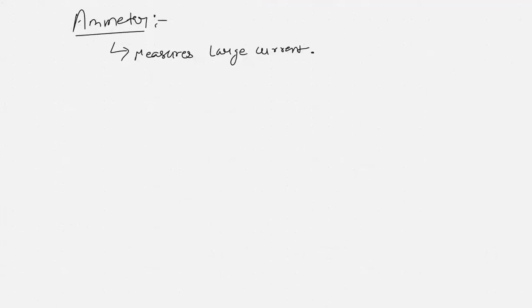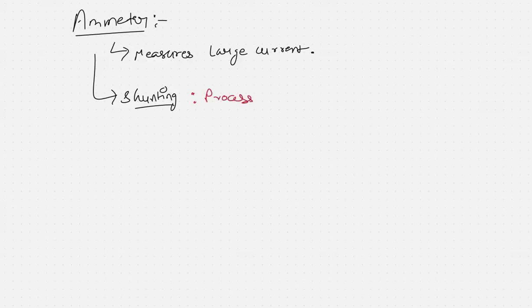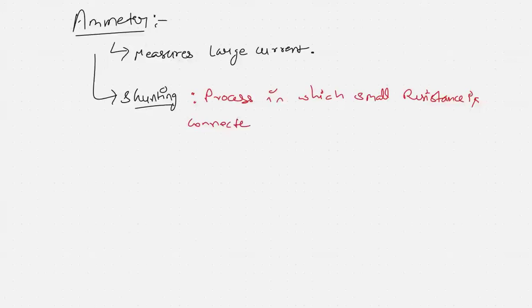So how do we do shunting? Shunting is a process in which a small resistance is connected in parallel with a high resistance.